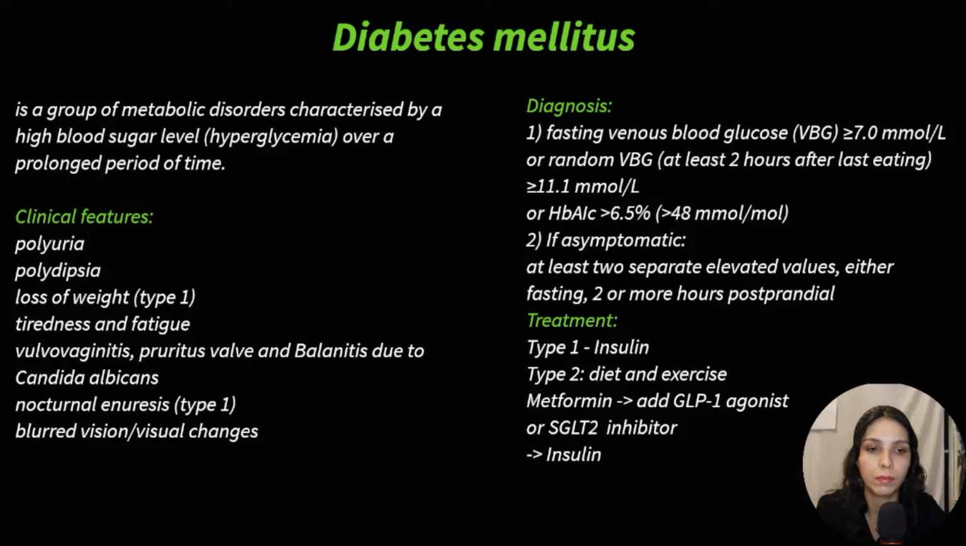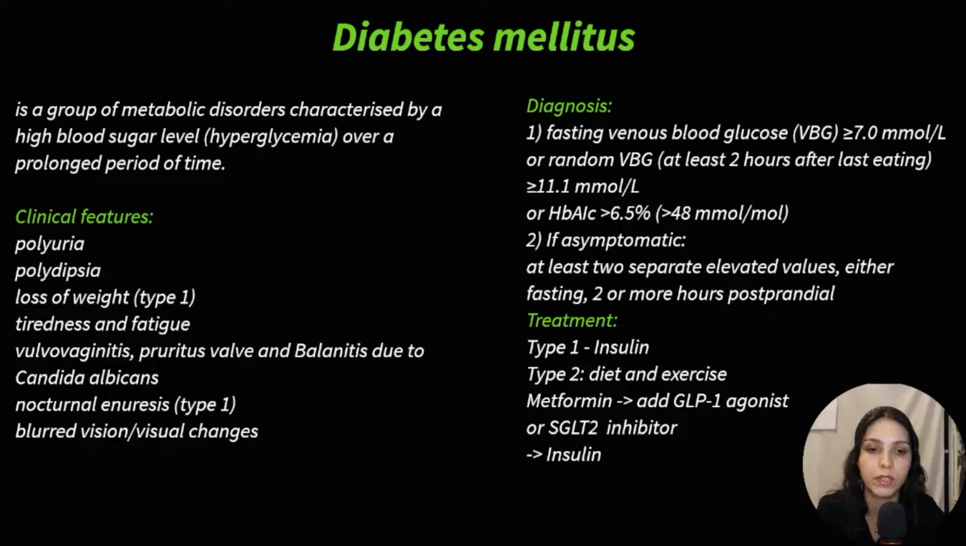So diagnosis for symptomatic patients: fasting venous blood glucose greater than 7.0 millimole per liter, or random venous blood glucose greater than 11.1, or hemoglobin A1C greater than 6.5%. If asymptomatic, at least two separate elevated values, either fasting or 2 or more hours postprandial blood glucose level.